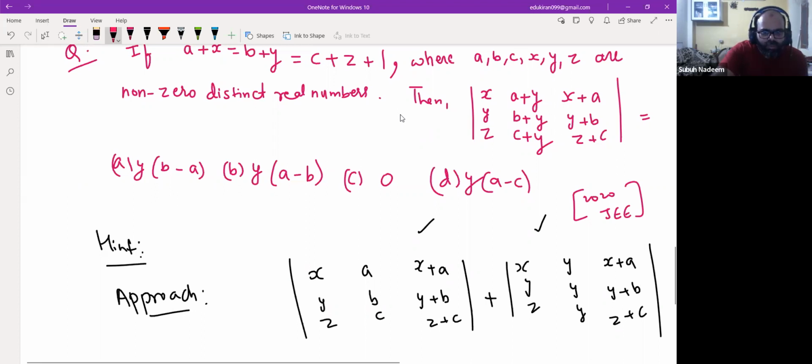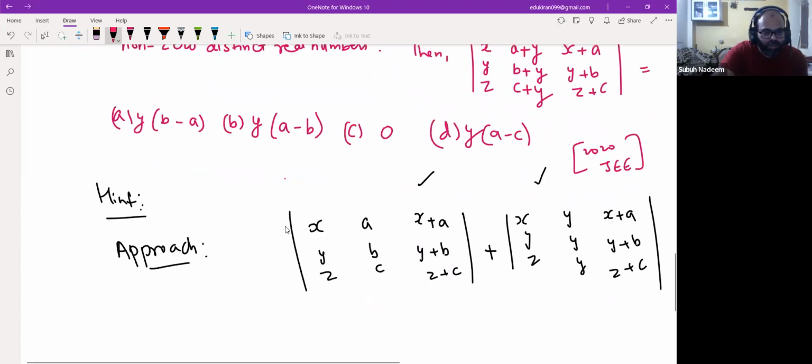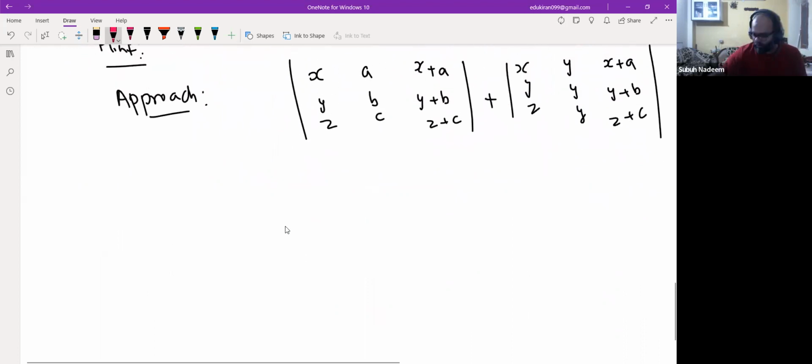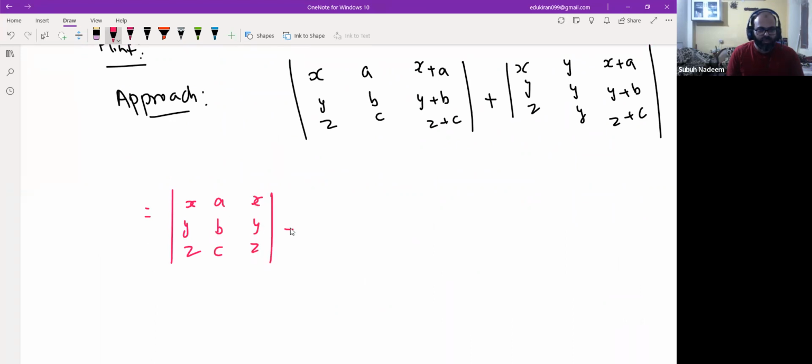Aditya is saying it is zero. Aditya, I think your answer is not correct, so let me explain it. In the next step, we will split both the determinants. So it will be X, Y, Z, A, B, C, X, Y, Z, and this will be X, Y, Z, A, B, C, and A, B, C. This is the splitting of the first determinant.